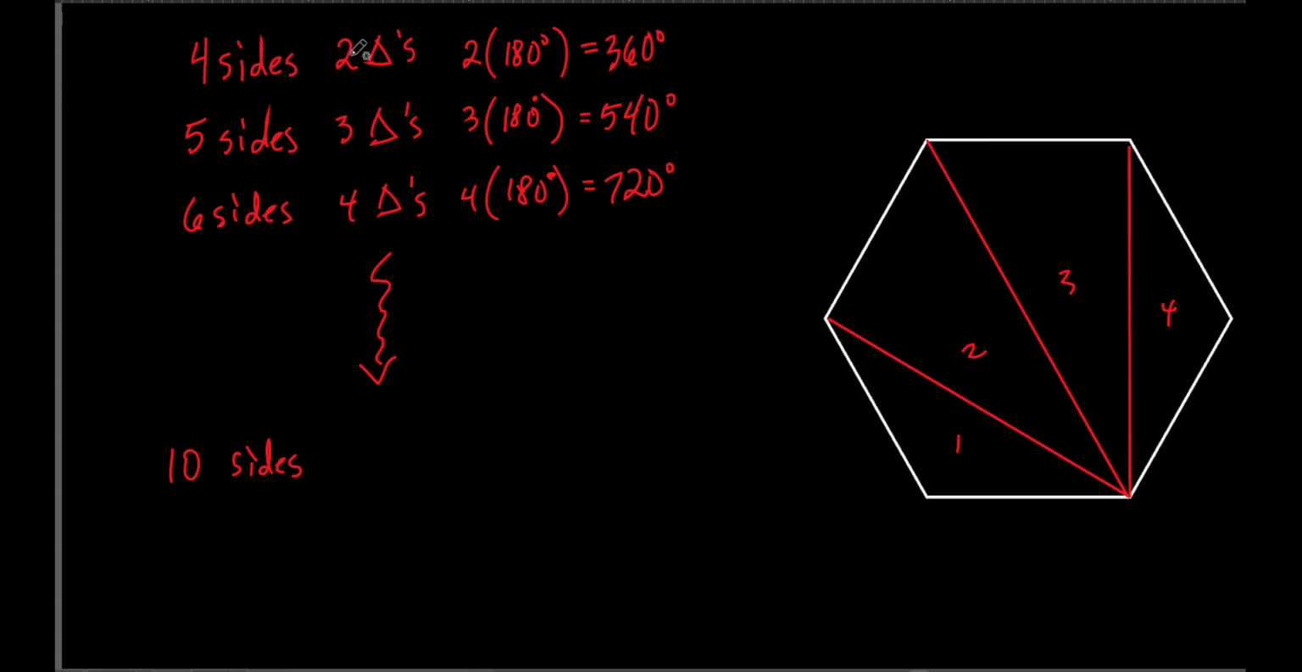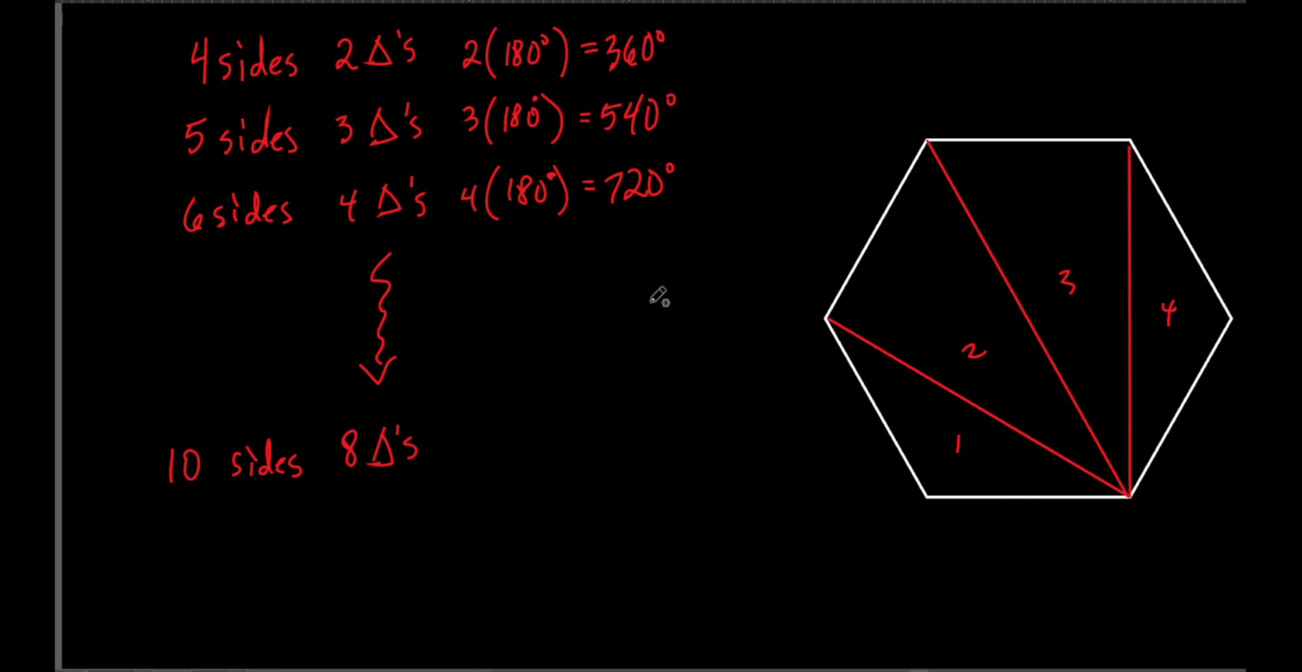But what did we do? We had 4 sides, 2 triangles. 5 sides, 3 triangles. 6 sides, 4 triangles. What did we do to each of those? We took 2 away, didn't we? So how many triangles am I going to have with 10 sides? I'm going to have 8 triangles. I could draw that picture out, but that would be just a waste of time, wouldn't it? All right, you see the pattern developing.